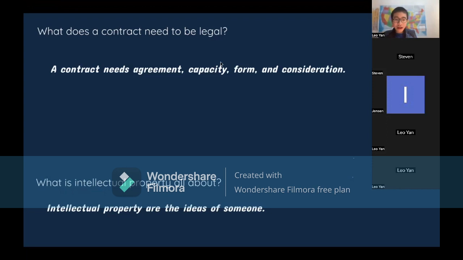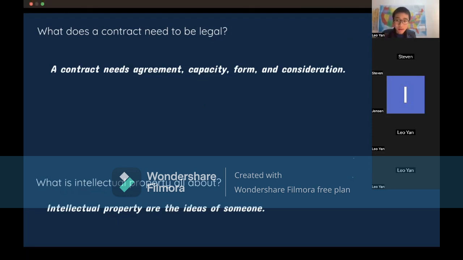And what is intellectual property all about? So I received some good answers about this, and the answers were correct. So intellectual property is the ideas of someone. It's basically any type of idea of someone that could be protected by law.